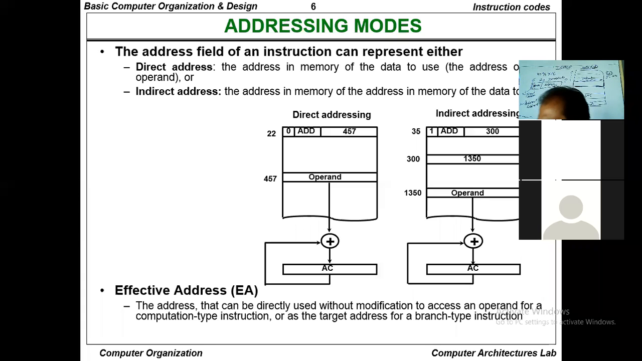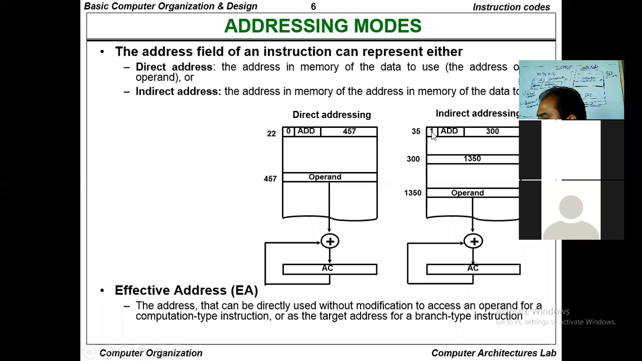Look at the slide. We have an instruction 0 add 457. 457 is the address of the memory where the operand is present. This is our instruction. Okay, the 15th bit is 0. The operation is add. 457 is the address where the operand is present. This is direct. Okay, address directly given, that is operand. At that address we have the operand.